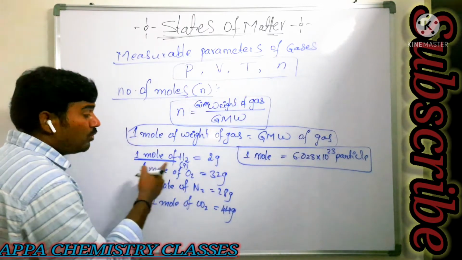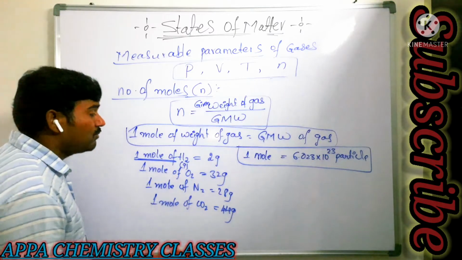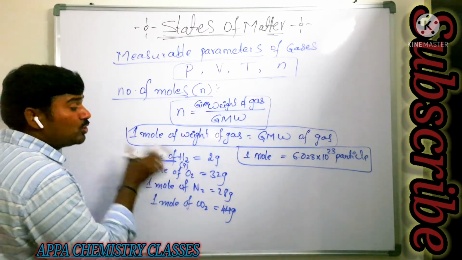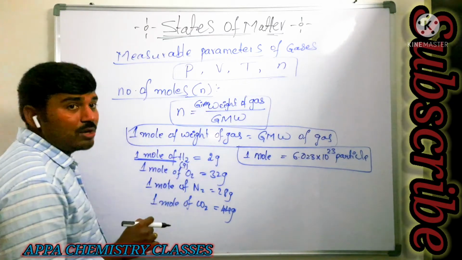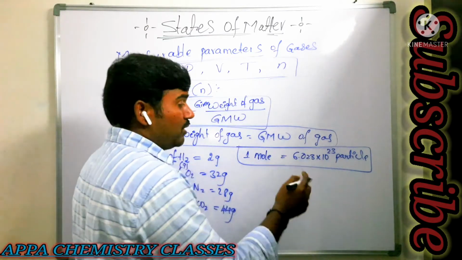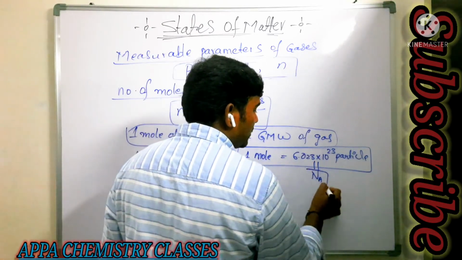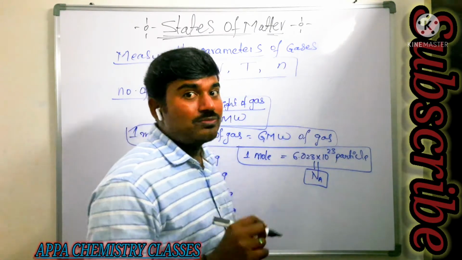Now here 1 mole of hydrogen gas is nothing but 2 grams. That is, how many molecules of hydrogen gas weigh 2 grams? Avogadro number. This is also called Avogadro number of molecules.